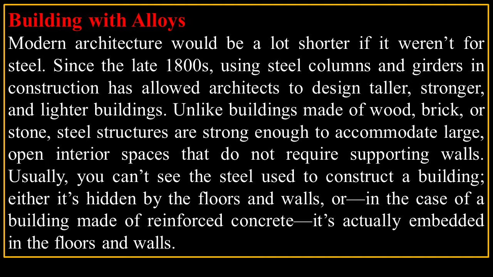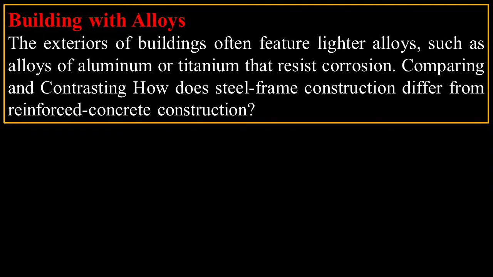Usually, you can't see the steel used to construct a building. Either it's hidden by the floors and walls, or in the case of a building made of reinforced concrete, it's actually embedded in the floors and the walls, or the columns that are made of the concrete. It's hidden by the concrete. The exteriors of buildings often feature lighter alloys, such as alloys of aluminum or titanium that resist corrosion. Comparing and contrasting, how does steel frame construction differ from reinforced concrete construction?